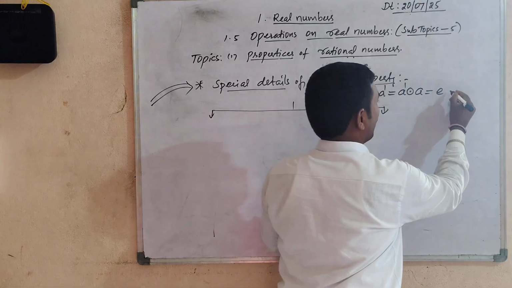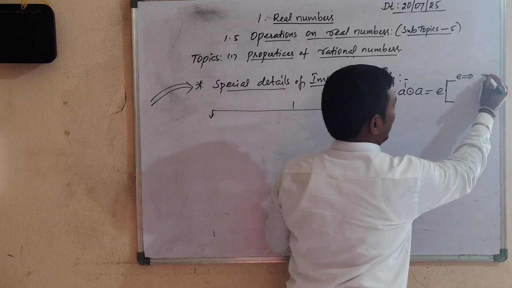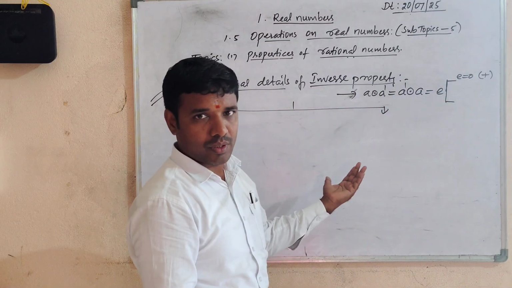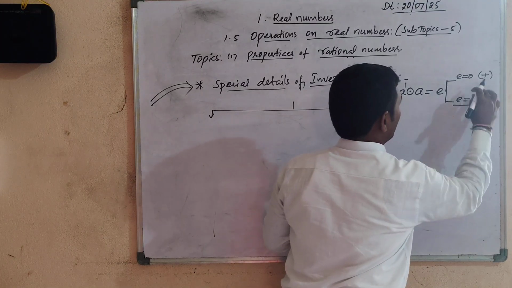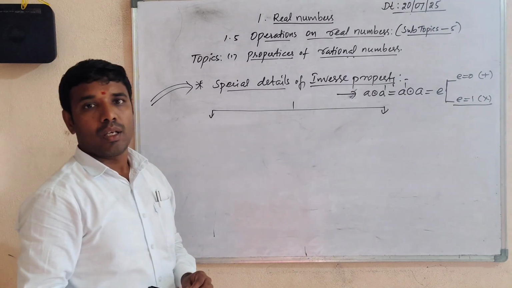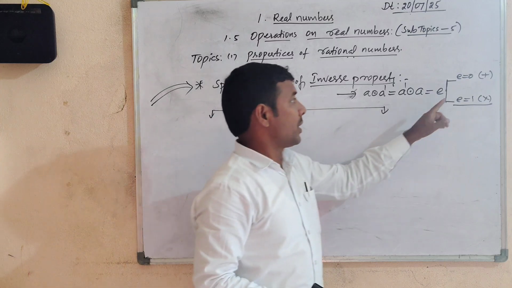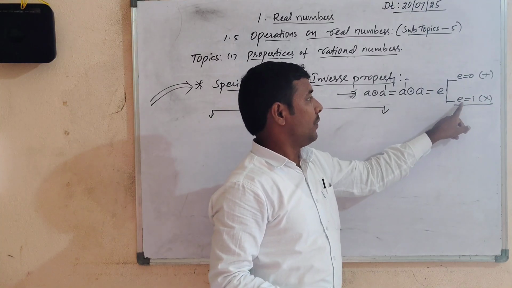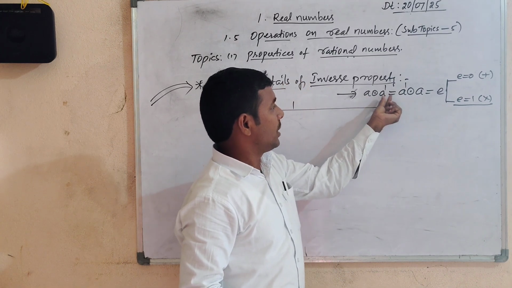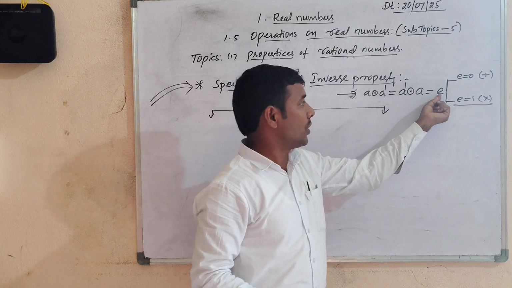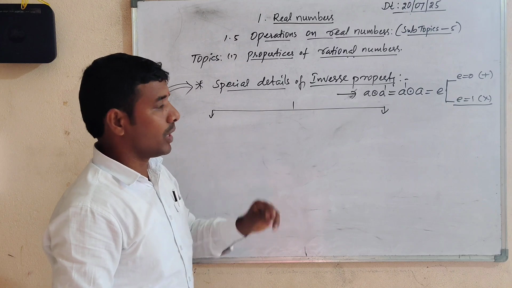In this rule, we know very well E has two values. E value is 0 when it is considered under addition. Previous video we discussed about it. E value is 1 when it is considered under multiplication. These two details we listed out in identity property. According to the identity property, E value is 0 under addition, E value is 1 under multiplication. Now our rule is A ∘ A complement is equal to A complement ∘ A is equal to E. But in case of E, we have to concentrate on only two operations: one is plus, one is into.